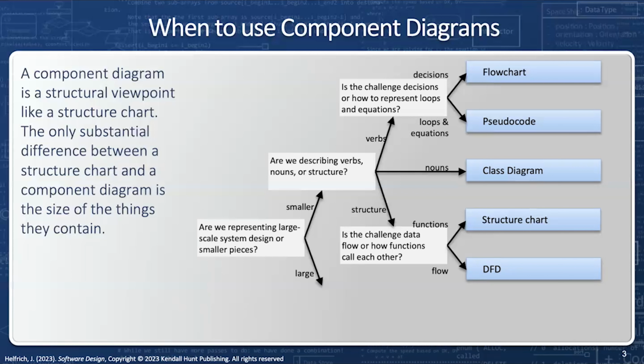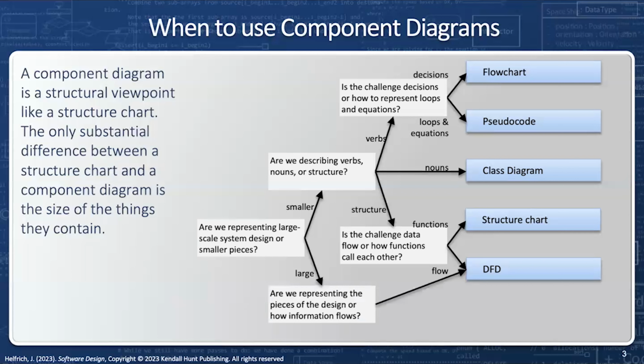Okay, now let's go all the way back to our very first question. Are we representing a large-scale system design or smaller pieces? If we want to represent a large-scale design, for example, the basic layout of a web app like Amazon or Facebook or something like that, then the next question is, are we representing the pieces, the different components, or how data flows through the system?